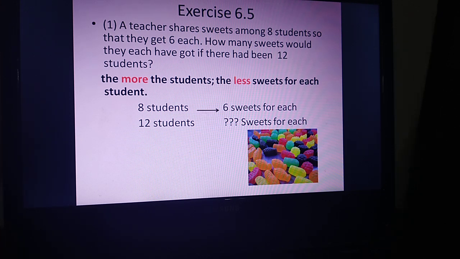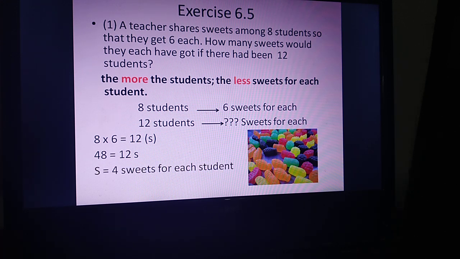بما إنه قررنا إنه هذا تناسب عكسي إذا بحط الأسهم الأفقية وبشتغل. 8 multiplied by 6 is equal to 12 multiplied by S. And by S I mean the number of sweets for each student. Now, 8 by 6 is 48. 48 is equal to 12S, which means that S is equal to 4 sweets for each student.